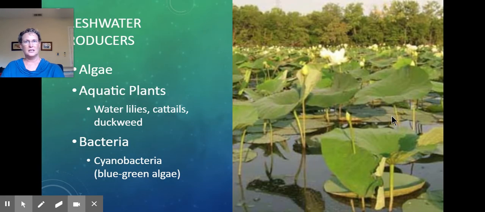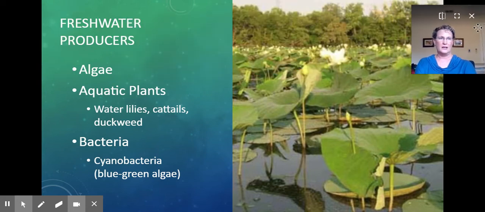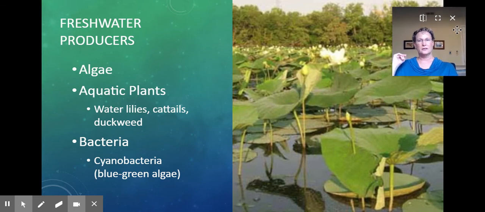Okay, so then in the freshwater producers, we have algae, aquatic plants, water lilies, cattails, duckweed, bacteria, and cyanobacteria. I'll show you the duckweed again in my classroom. It's that little stuff that floats on the top.